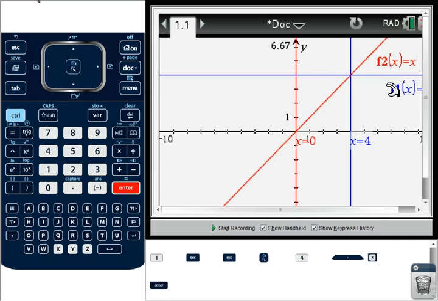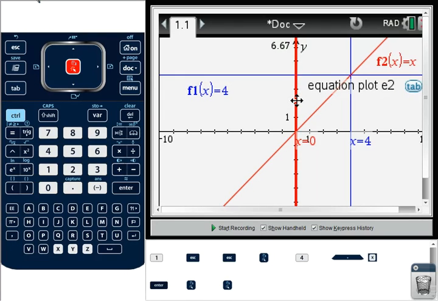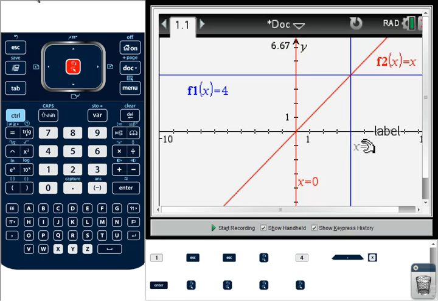Let me move the labels so we can see them. So this horizontal line is y equals 4. This vertical line is x equals 0. This vertical line is x equals 4. And this diagonal line is the graph y equals x, which is the linear parent function. It's neither horizontal nor vertical. It has a slope of 1.